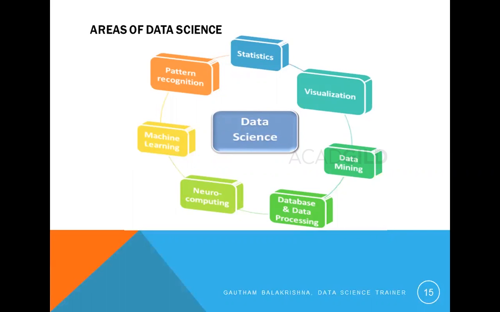So I had discussed earlier, statistics is one important area of data science. So is data visualization, data mining, database and data processing. These four areas on the right hand side are what our focus is going to be, because the other three, pattern recognition, machine learning and neurocomputing, are more advanced concepts where you are actually teaching machines to analyze, and you also use the word unsupervised learning.